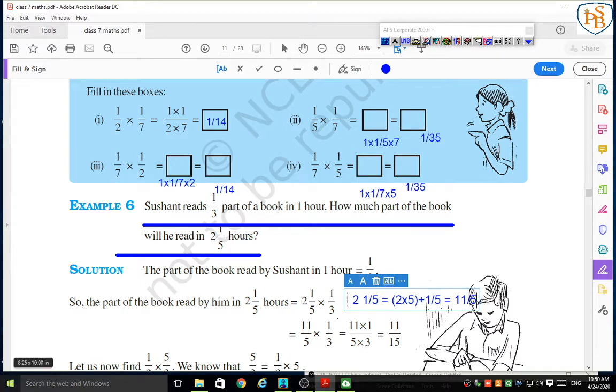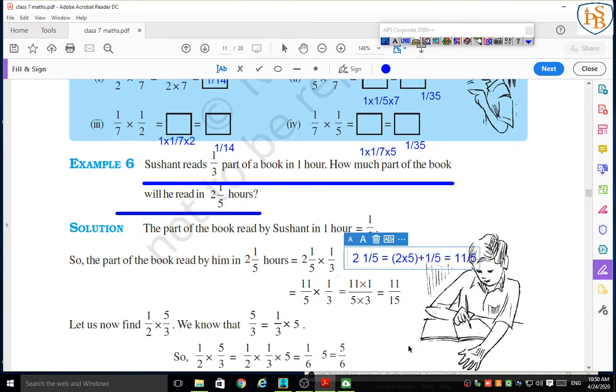Now look at the next step, that is 11/5 into 1/3. We simply do multiplication of numerator and denominator. In the numerator we wrote 11 into 1, and in the denominator place we wrote 5 into 3. So 11 ones are 11, 5 threes are 15. So my answer is 11/15.